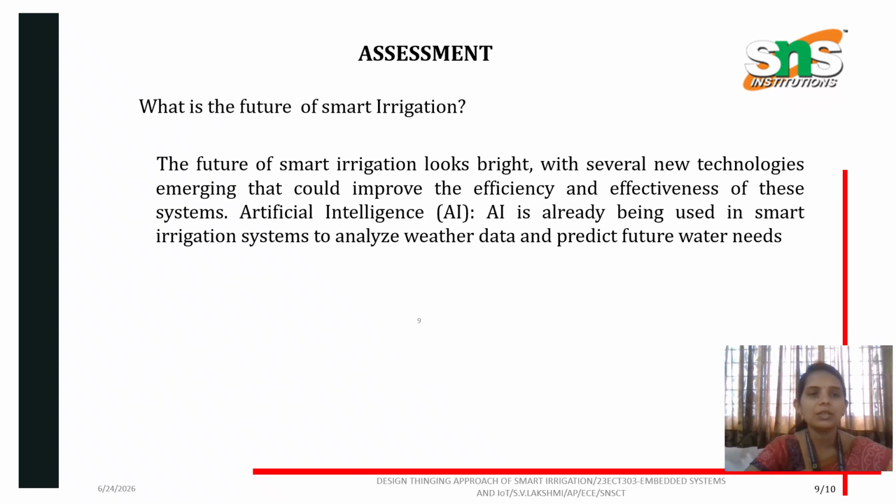And to conclude, what is the future of smart irrigation? The future of smart irrigation looks like integration with artificial intelligence, which would analyze weather data and predict future water needs.